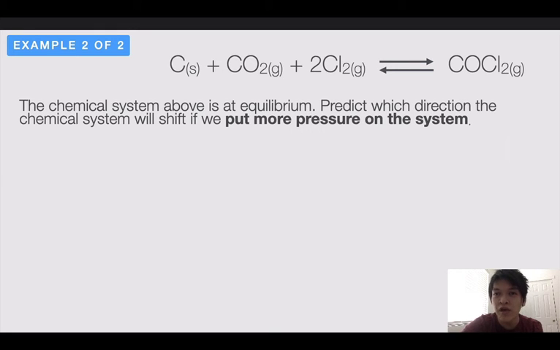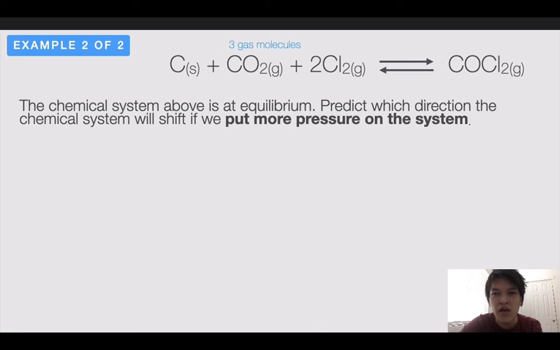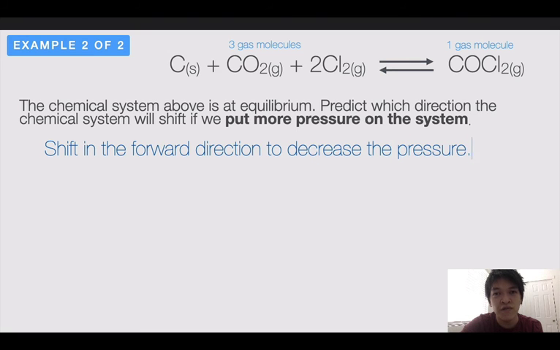All right, so the reactant side has 3 gas molecules because there's 1 carbon dioxide gas molecule and 2 chlorine gas molecules. Please note that the first reactant is a solid, not a gas, so don't count anything that's not a gas. The product side has 1 COCl2 gas molecule. To decrease the pressure and get the system back to equilibrium, the system will want to shift towards the forward direction, towards the product side.